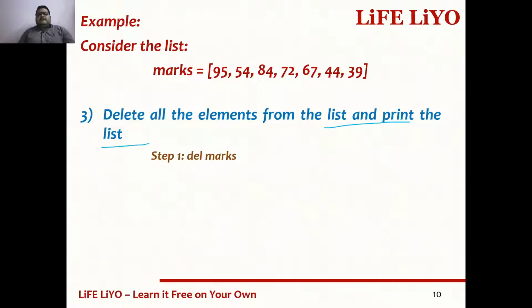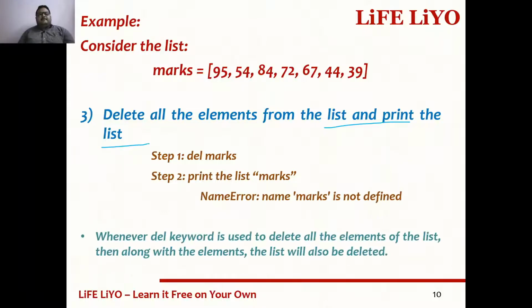So what we get, if we delete the list and try to print, is a name error. Whenever the del keyword is used to delete all the elements of the list, along with the elements, the list will also be deleted permanently from the memory. So these are the various operations or methods we have for removing the elements of the list.